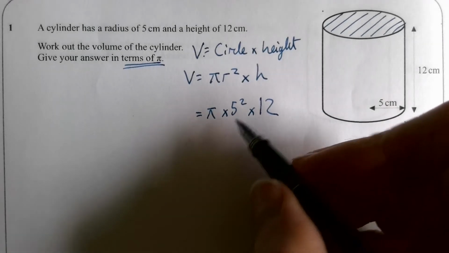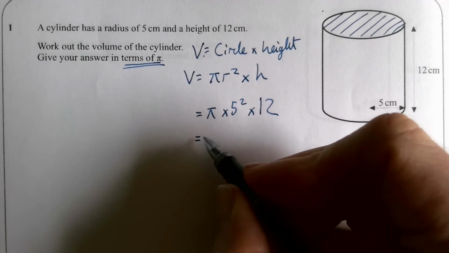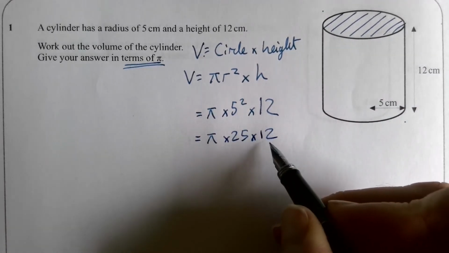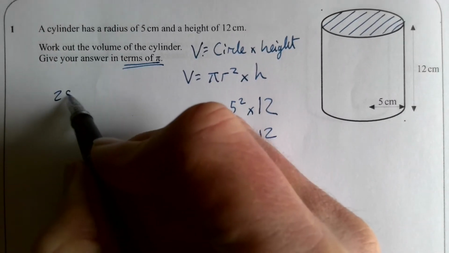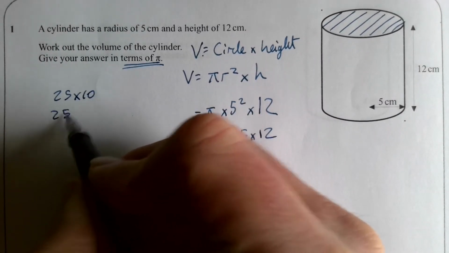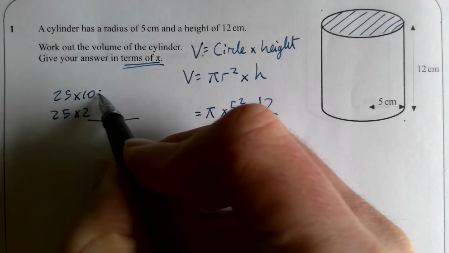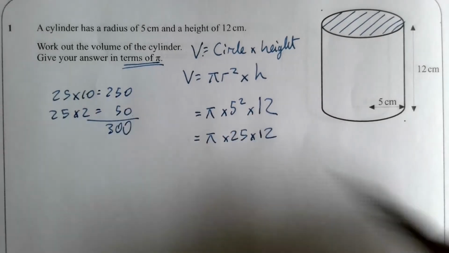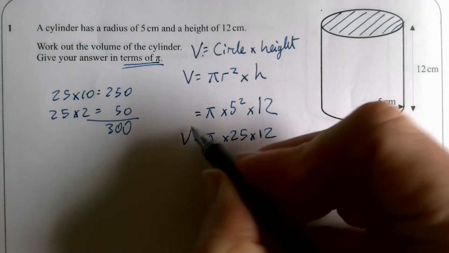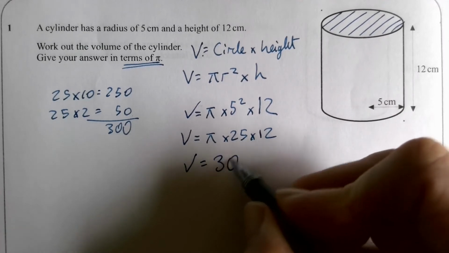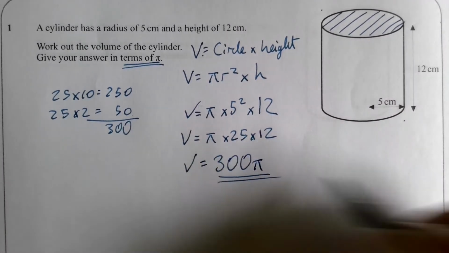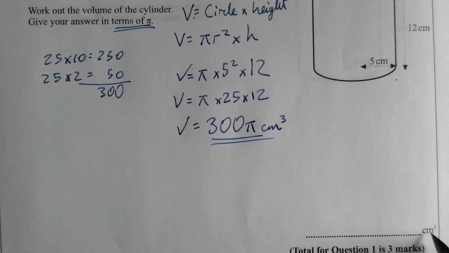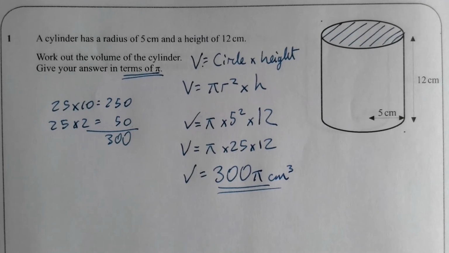So how do we do that? Well, 5 squared is 25, so I can write that again like that, and now I need to do 25 times 12. So 25 times 10, 25 times 2, add those together: 250, 25 times 2 is 50, add them together, gives you 300. So the volume is going to equal 300 times pi, which we just write as 300 pi, and if you put it on the dotted line bit at the bottom, you see it's got the centimetres cubed, the units written there for you.